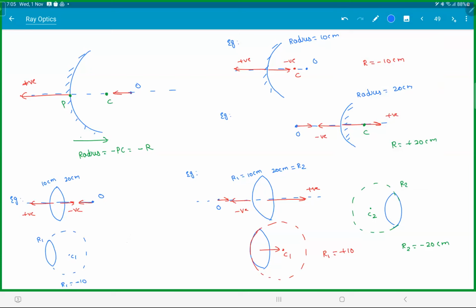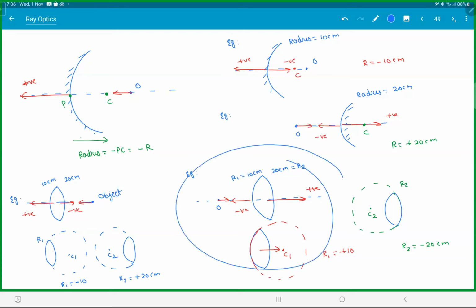So it depends on which side you're keeping the object also for a lens. This is C2. R2 becomes plus 20. So be careful. Depending on which side you're keeping the object, the sign convention will change. So even though these both examples are exactly the same thing, the sign convention is messed up.